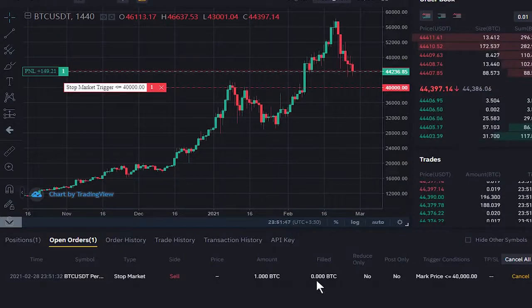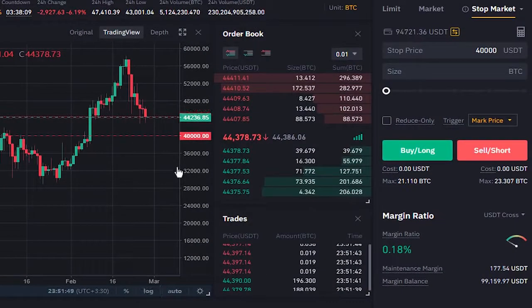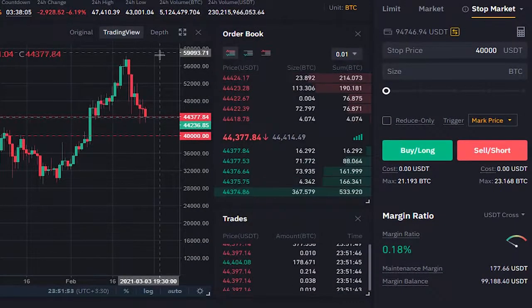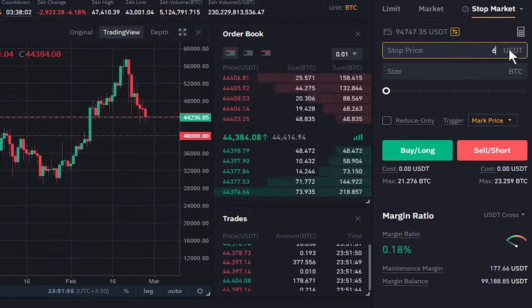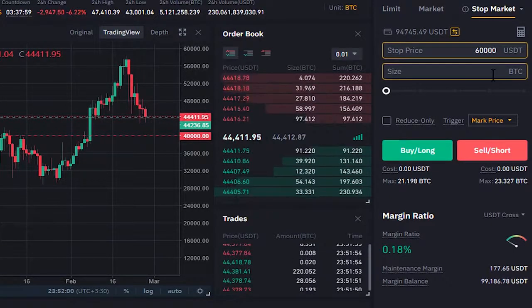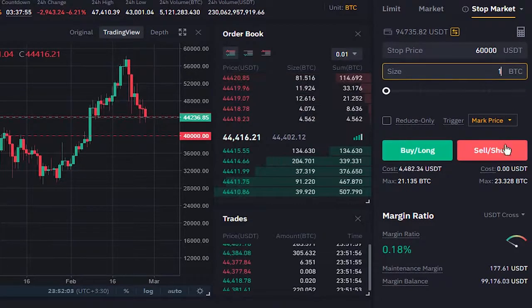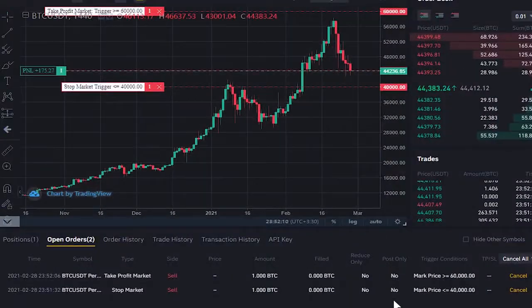Now let's place a take profit order, for example, at 60,000. So we set the price to 60,000 and the size to 1 BTC, and we click on sell, and here it is. So when the price reaches 40,000, a market sell order will be executed and the position will be closed. And also if the price reaches 60,000, a market sell order will be executed and the position will be closed.